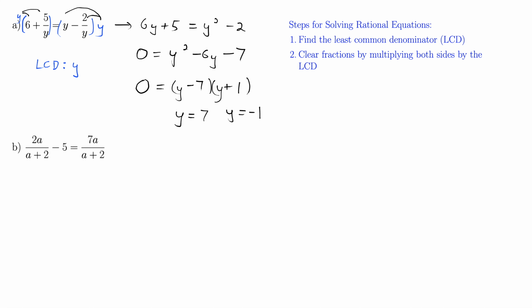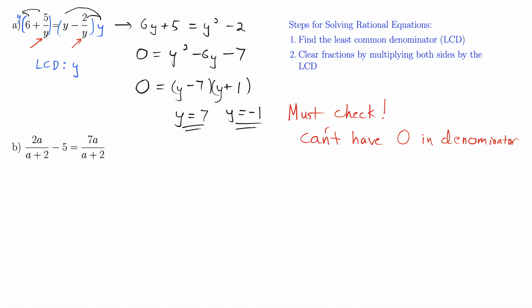The thing is, with rational equations, you have to check to make sure neither of the answers give you 0 in the denominator. This is pretty straightforward on this example because we only have these two denominators. We check with 7 and negative 1. Neither of these give us 0 in the denominator, thus these are our two answers for that one, y equals 7 and y equals negative 1.